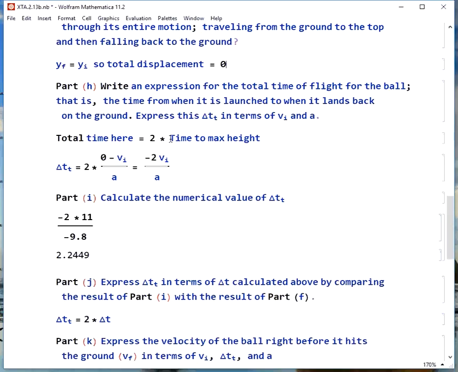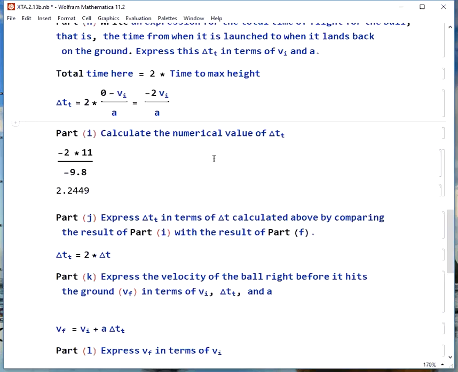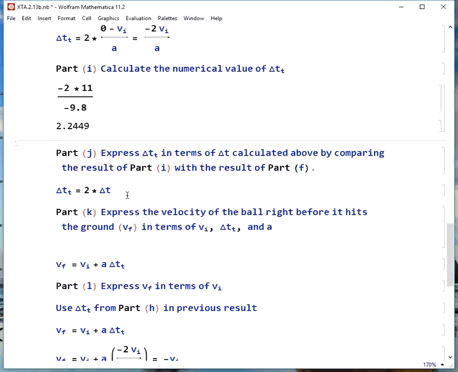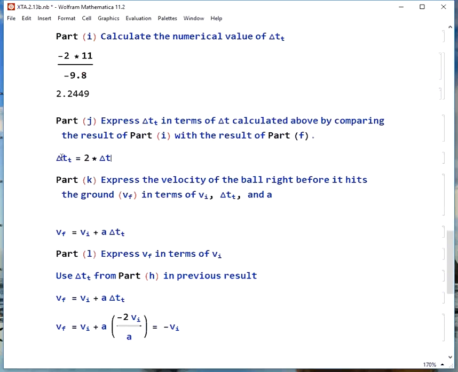The total time is just twice the time to max height since this is a symmetric problem, and we can write that the total time is negative 2 Vi over a. We then calculate the numerical value. We put in the numbers. We get 2.24 seconds, which is, of course, just twice the time to max height.